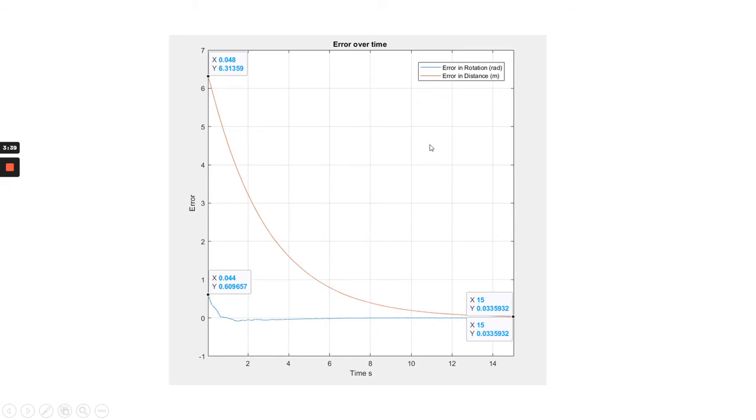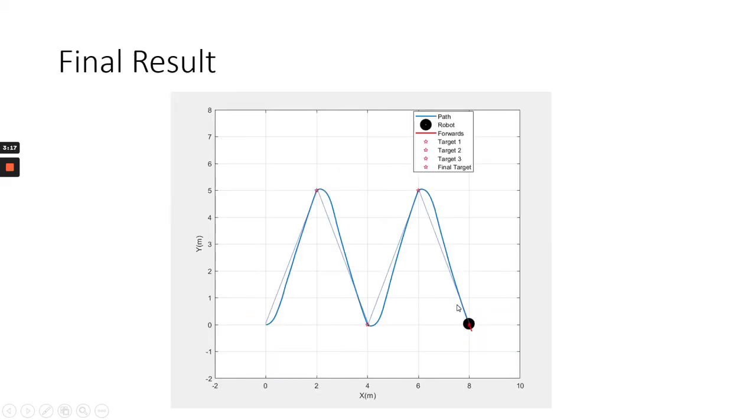We will have a look at the error over time. There are two different types of error: the error in the distance and the error in the rotation. The error in the distance is significantly higher than the error in the rotation. As a result, the gains for the rotational PID controller should be significantly higher than the one for the distance error. Also, both errors exponentially decay to a very similar value by the end.